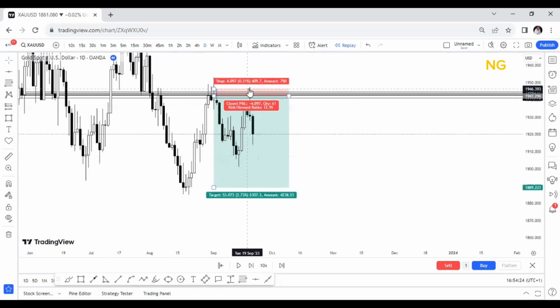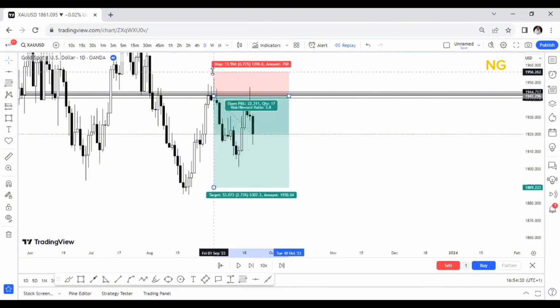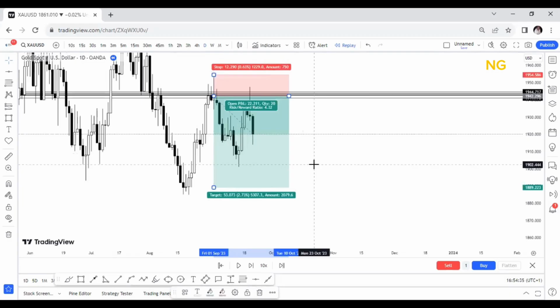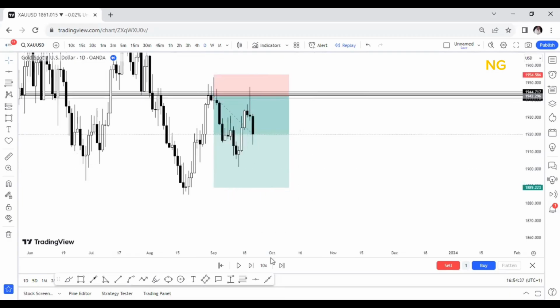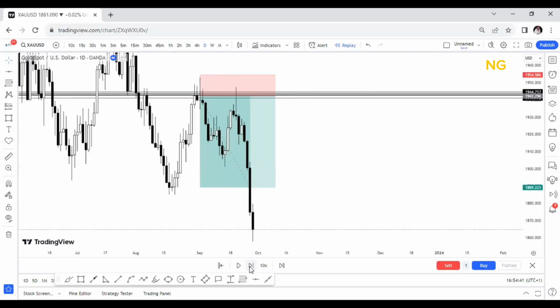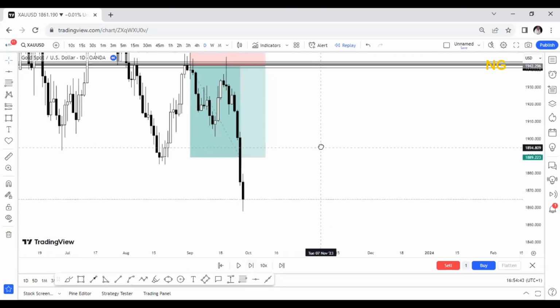Price taps back into the same zone, the same zone. So your stop losses get all hit out. That's why you need to be very careful of where you put your stop loss. Pull back, pull back, pull back, and big rush. Big rush.